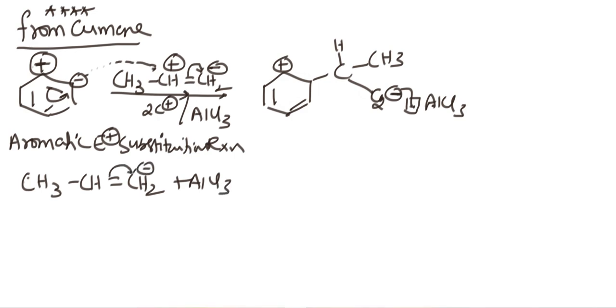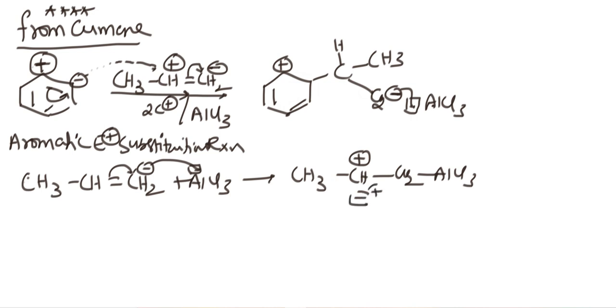So the bond shifted like this, negative charge. Here AlCl3 has an empty box, so it is connected like this. Then you are going to get CH3, CH plus, then CH2, AlCl3. Then what is generated? Electrophile.